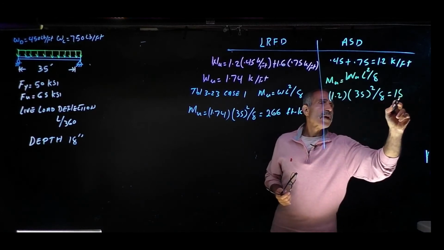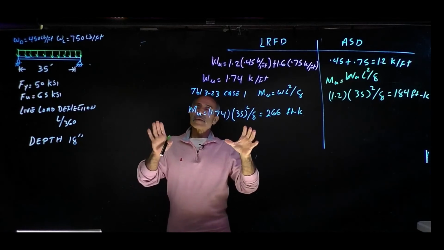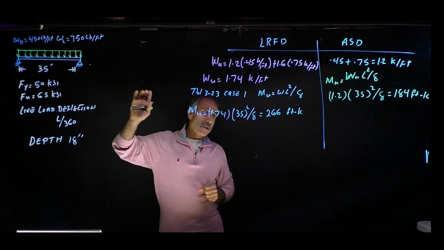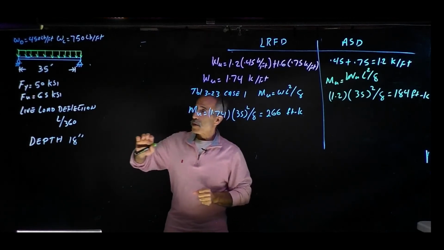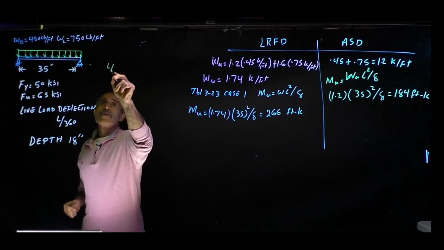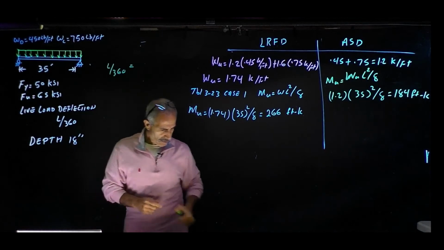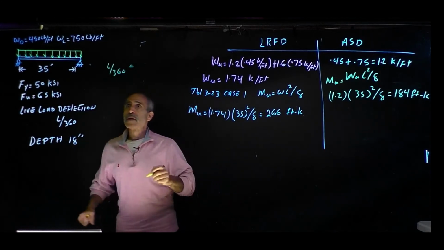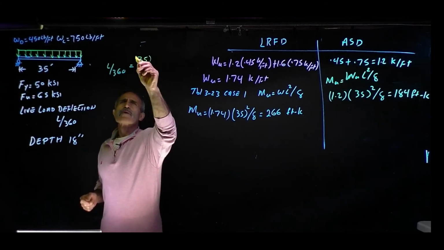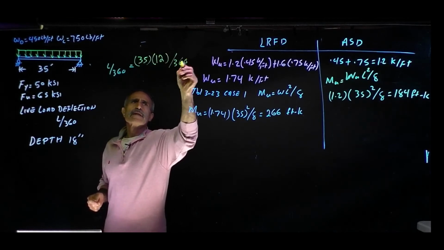Comes out to 184 foot kip. So remember, this is the bending moment due to the applied load. Now I would like to find out what L over 360 is here. L over 360 comes out to 35 times 12 divided by 360.